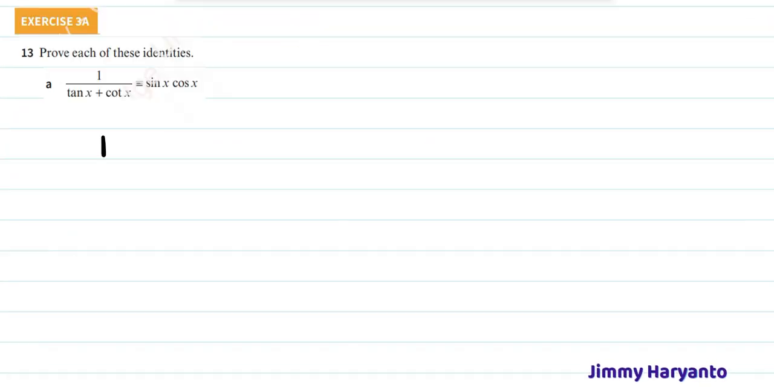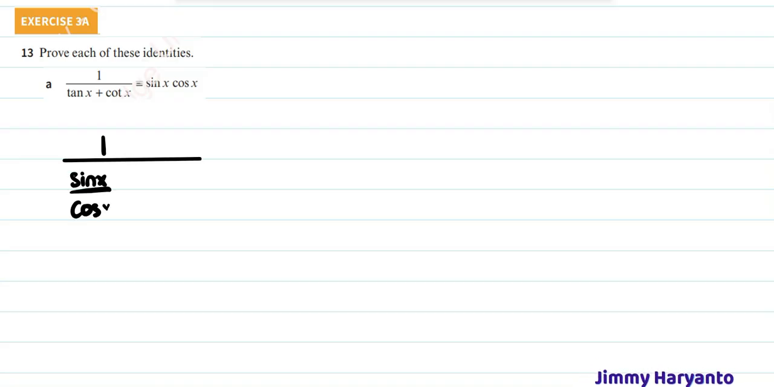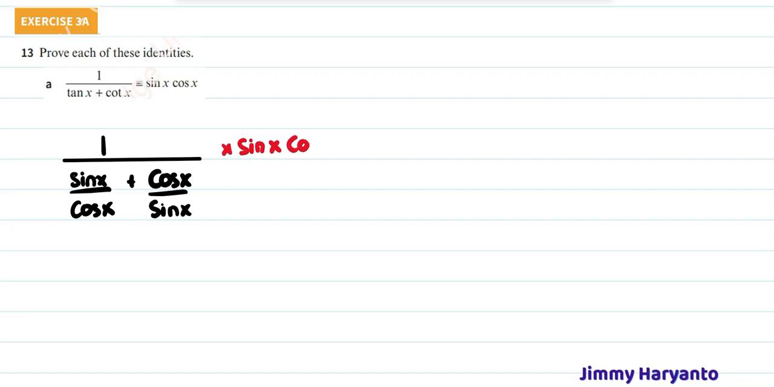For 13, I will change the tangent into sine over cos, so sine x over cos x right here. And then I will change the cotangent into cos over sine, cos x over sine x. And then what I do next is to multiply the numerator by sine x cos x and the denominator by sine x cos x also, to eliminate the denominator of sine and cos.